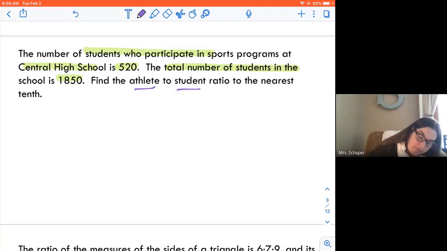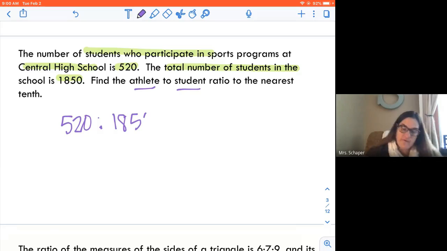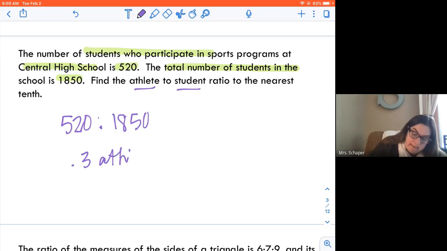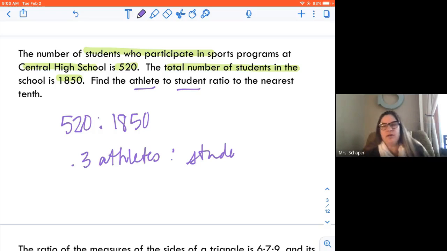Okay, so we have 520 athletes to 1,850 students. And basically what we want to do is get it to a unit rate. So we're going to take 520 divided by 1850. Okay, and to the nearest 10th, it's 0.3 athletes per student. So it's about a third.